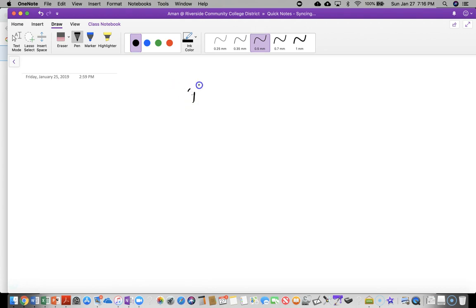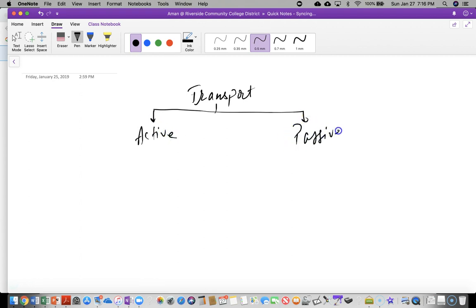Okay, so the transport is basically 2 types. One is the active type, and the other one is the passive type. Now, as the word suggests, guys, active means it's gonna use energy. Okay, it uses energy. Passive, on the other hand, means it's gonna work without the use of energy. Okay, so no energy required.